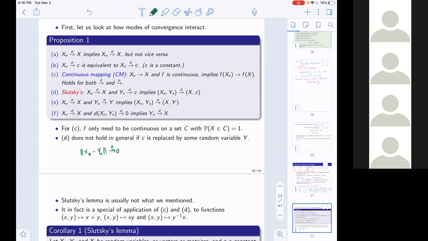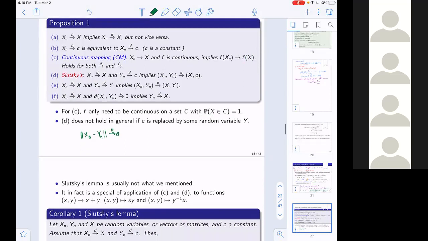For part C, the continuity needs to just hold on a set on which x lives. So if there is a set C such that the probability that x belongs to C is 1, I need f to be only continuous there. This is useful, as we'll see. For example, if you divide by something that could possibly be problematic when the denominator is 0, as long as on a set on which my random variable lives the denominator is non-zero, then it's fine.